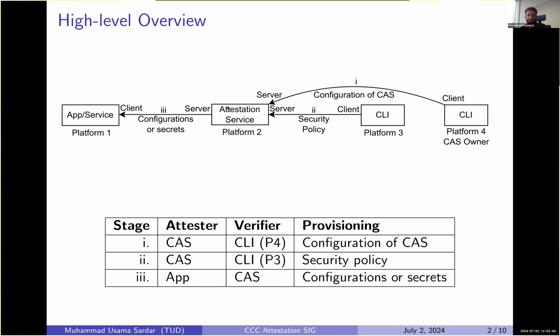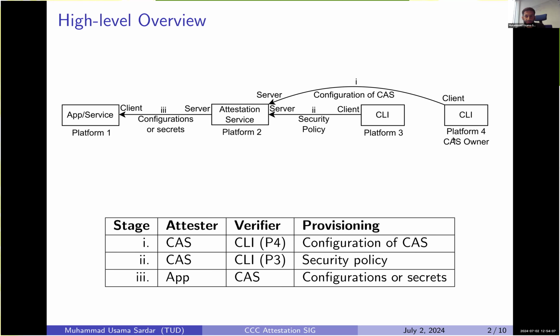And this is the attestation service, or the configuration and attestation service, in very generic terms. This is assumed to be on a different platform than the platform on which the attestation service is running. What I show here is basically three different stages, as we call them, of attestation, which is happening.